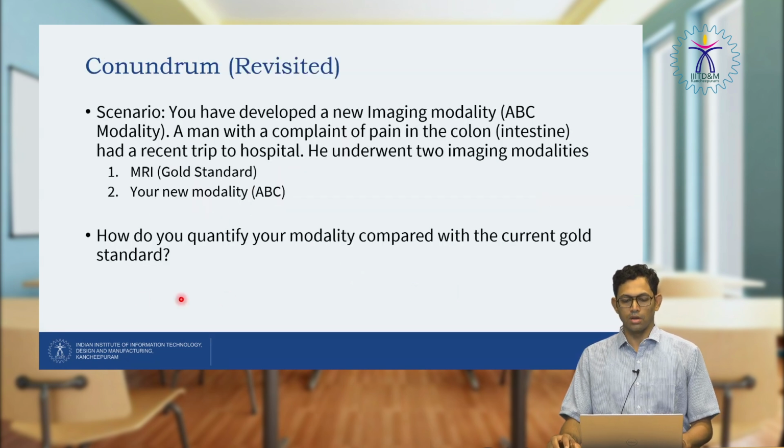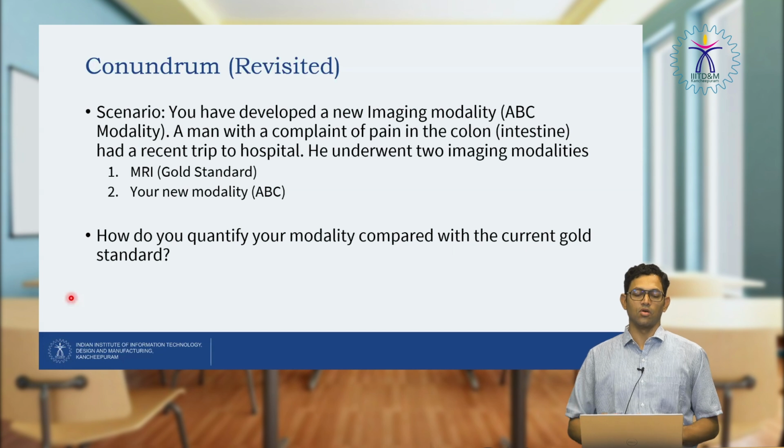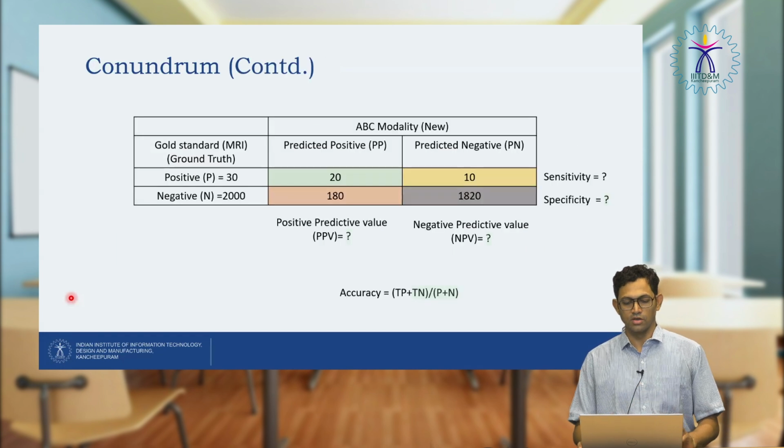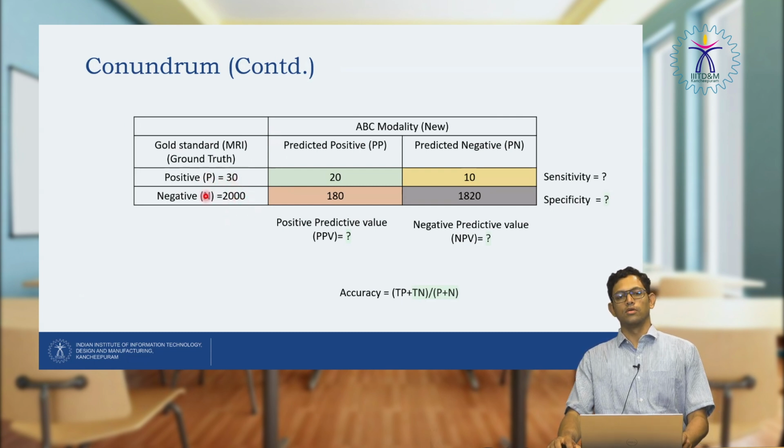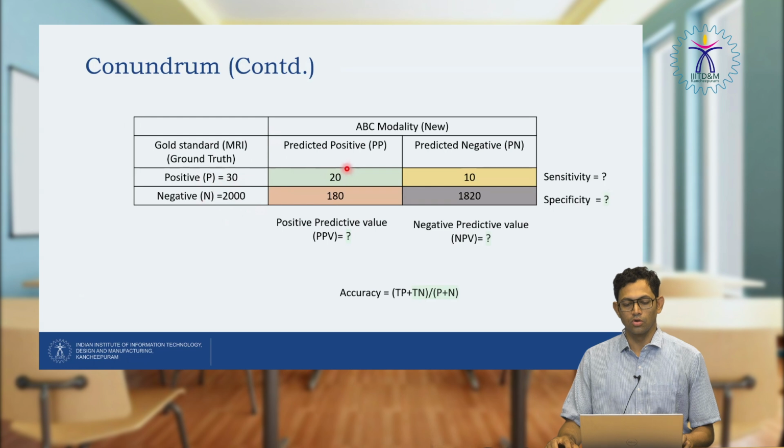Okay, so let us again revisit the conundrum that we were discussing. We want to compare it. How do we compare it? So let us see one example, right? There are a total of 2030 patients, you can see over here, which were tested, and out of that around 30 were found to be positive by MRI, and around 2000 were found to be negative through MRI.